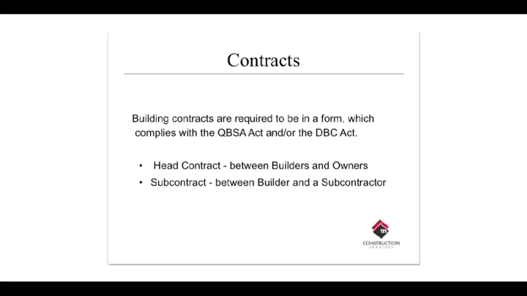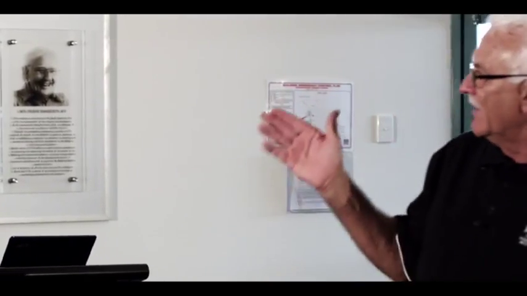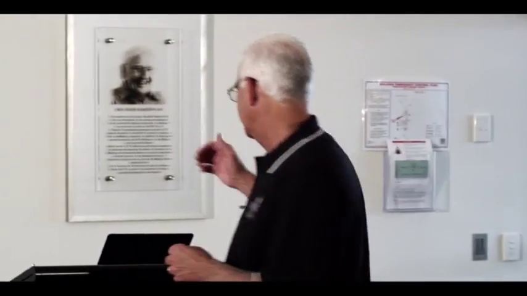Well, this is what the law is. The law is the Queensland Building Services Authority Act and the Domestic Building Contracts Act. That's what you've got to abide by. It says there must be a head contract between builders and owners, or a subcontract between a builder and a subcontractor. That's what you've got to do. When you get your builder's license, if you're going out there and building for an owner, you've got to have a contract in place. If you've got subcontractors working for you, you've got to have a subcontract in place. It all comes under that act.